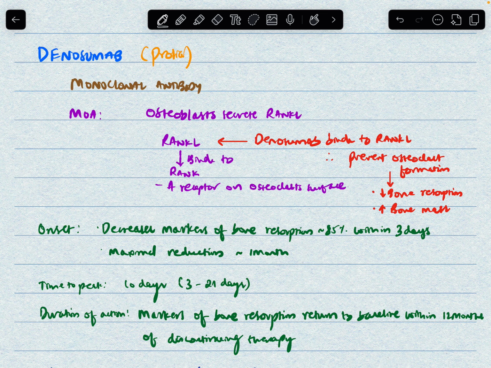And the duration of action of this drug is seen again by assessing the bone markers for resorption, and these markers of bone resorption return to baseline within 12 months of discontinuing denosumab therapy.